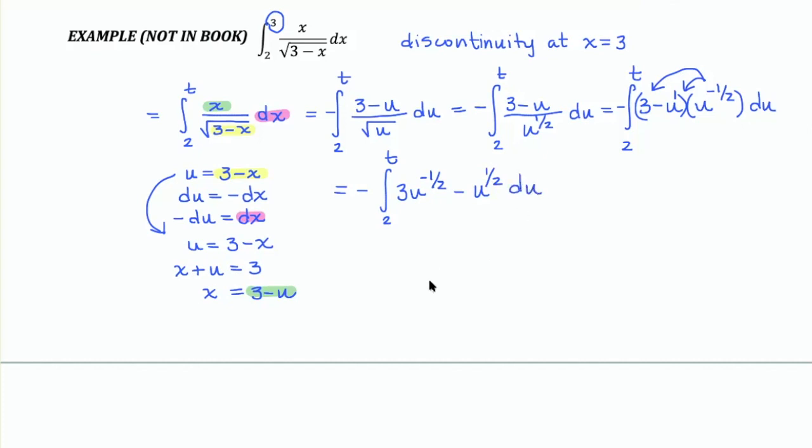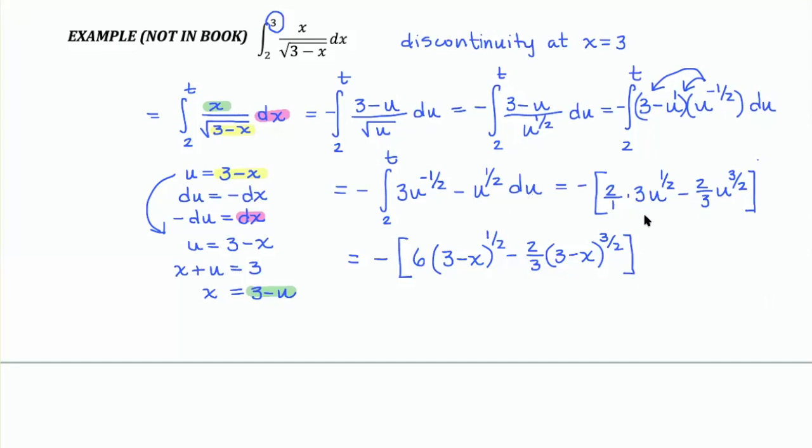And now you should be able to take your antiderivative and then replace u with x. So at this point, I found my antiderivative, and then I took the u out and replaced it with what it's equal to, which is 3 minus x. And now is the time I can put the limits back on, which is 2 to t. Now that my antiderivative is back to being x's, I can use the same limits of integration as on the x integral. And I'm going to finish by substituting those values in using the fundamental theorem of calculus.